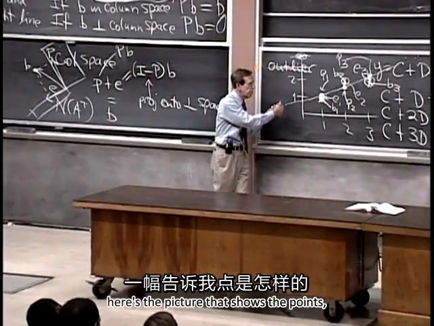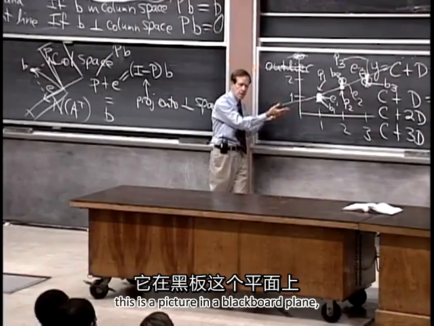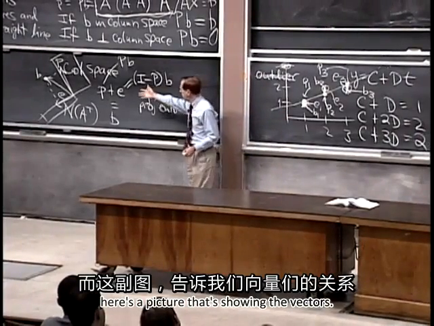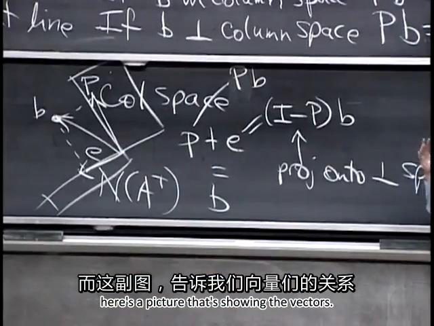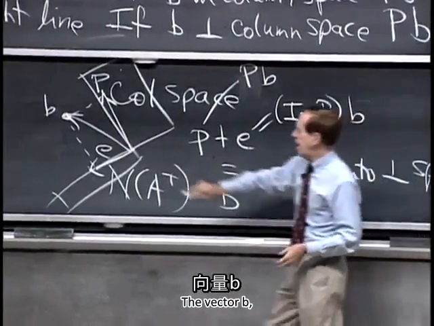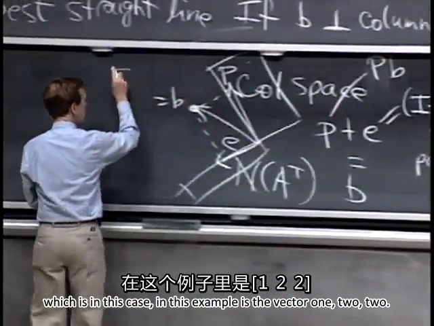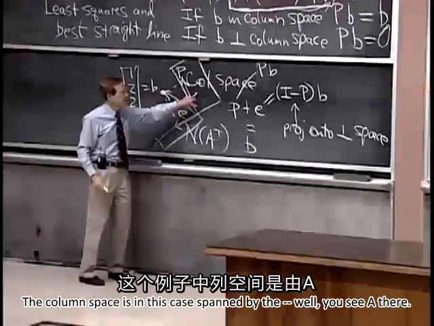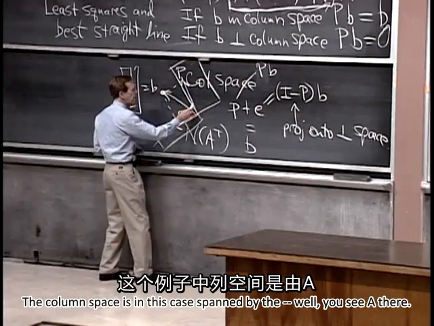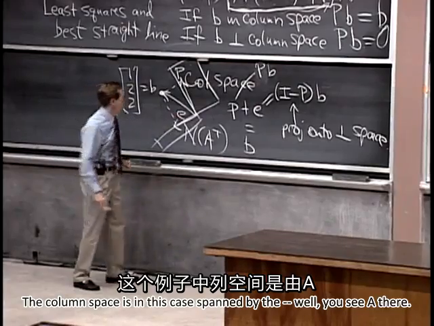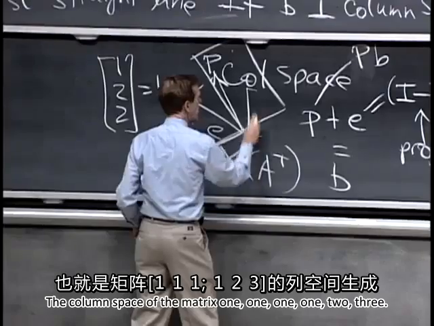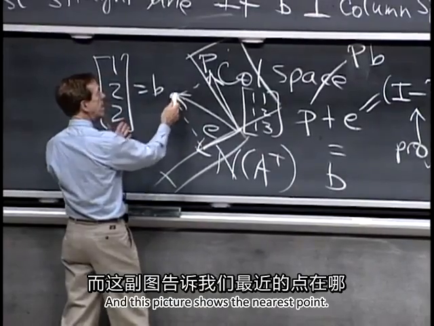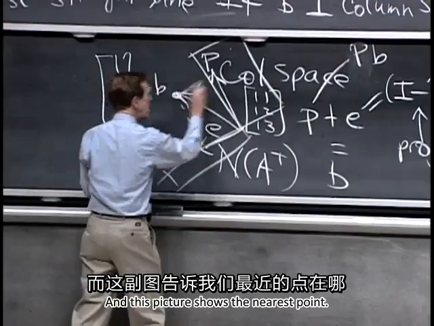See, I've got the two pictures. Here's the picture that shows the points. This is a picture in a blackboard plane. Here's a picture that's showing the vectors. The vector B, in this example, is the vector 1, 2, 2. The column space is spanned by, well, you see A there, the column space of the matrix 1, 1, 1, 1, 2, 3. And this picture shows the nearest point.